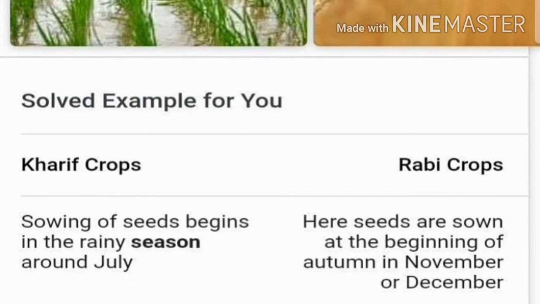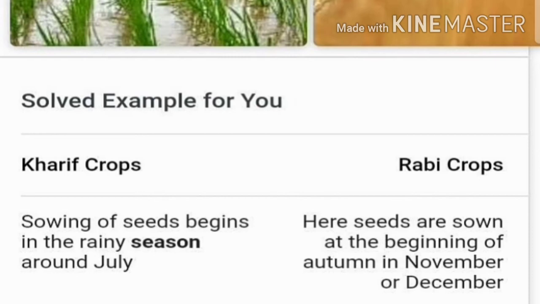To understand the difference between the Kharif crops and Rabi crops, here I have taken the differentiation between the Kharif crops and Rabi crops. See here, sowing of seeds begins in the rainy season around July in Kharif crops. Here seeds are sown at the beginning of autumn in November or December in Rabi crops. So you have to remember the seasons. Rainy season means Kharif crops and winter season means Rabi crops.